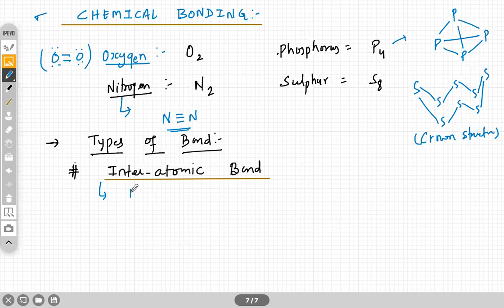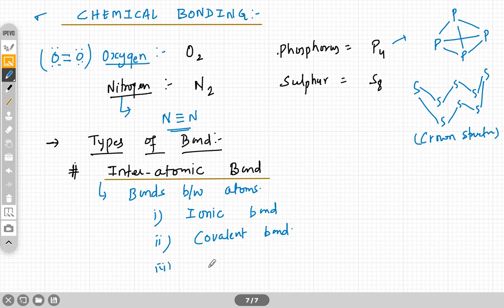The term itself suggests these are the bonds between atoms, interatomic bonds. Further, it is classified into the following categories: ionic bond, covalent bond, coordinate bond, and metallic bond. These are the bonds here. Mainly we'll discuss these three in this chapter. Metallic bonds are the bonds between the metal ions and the electrons. They are interatomic bonds.